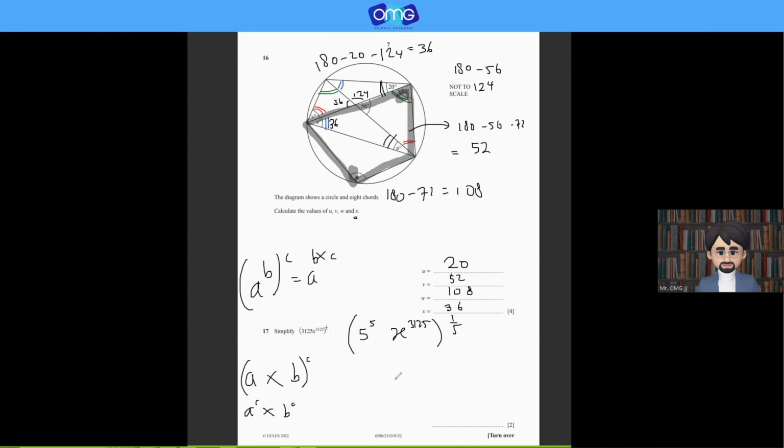Okay, so this gives us 5 to the power of 5 times 1 over 5, which is 5 to the power of 1, and this is 5 to the power of 125, multiply them, yeah. So this is 625, yeah. And so the answer is 5x to the power of 625, and that's the answer.